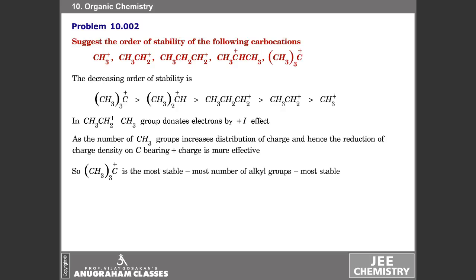The general order of stability is a tertiary cation is more stable than secondary, which in turn is more stable than a primary, because in a tertiary cation we have 3 alkyl groups attached to the charge bearing carbon. In a secondary we have 2 alkyl groups, and in a primary there is only 1 alkyl group attached to the charge bearing carbon. As the number of alkyl groups increases, there is greater distribution and greater stability. The least stable is the methyl cation.